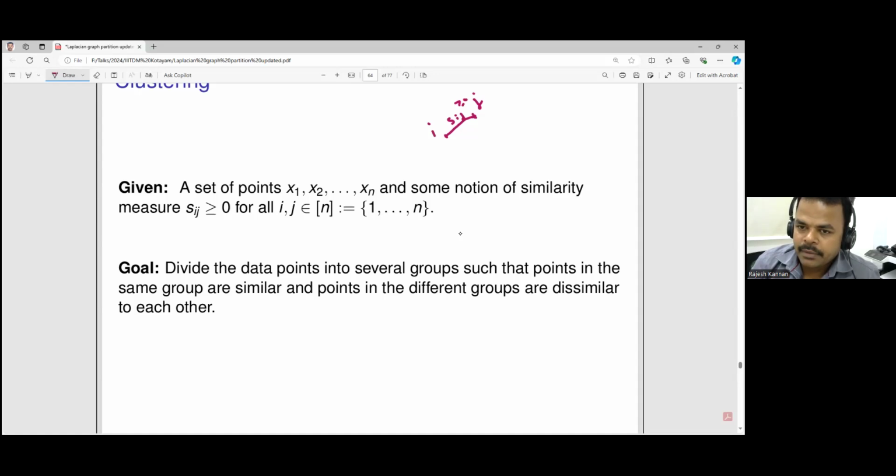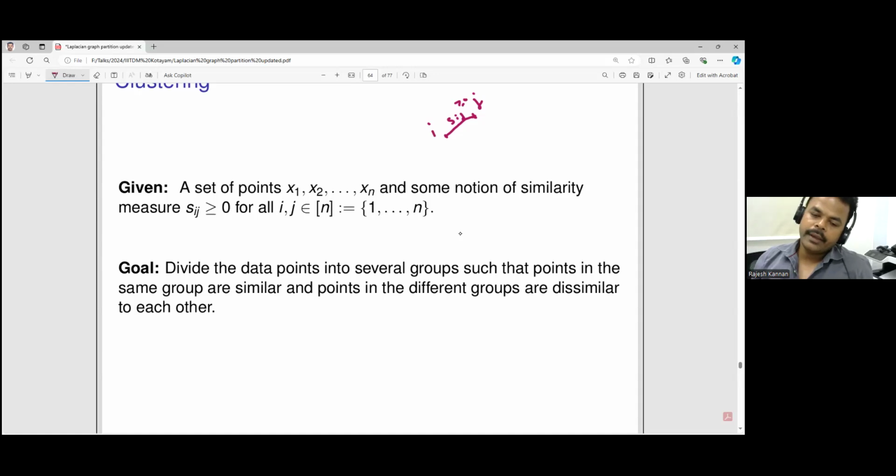Mathematically, you can take n points in the Euclidean space and measure the distance between them, defining Sij to be the distance between the vectors Vi and Vj. Given any data with some similarity measure, one can neatly ask this question: based on the similarity measure, can you divide the entire data set into several groups? Maybe the number of groups will also be given to you. How many groups do I want?